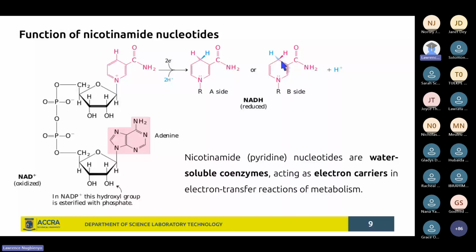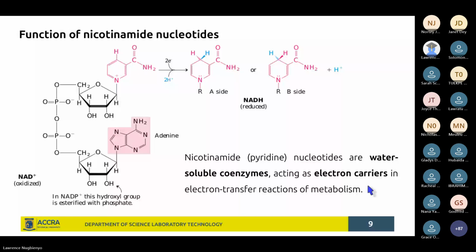And so the function of the nicotinamide nucleotides is what? They are electron carriers. And where will the electron carriers be acting? They will be acting in the oxidation reduction reactions, which means that the nicotinamide nucleotides will be coenzymes to which class of enzymes? To the oxidoreductases, or what we also refer to as the dehydrogenases.